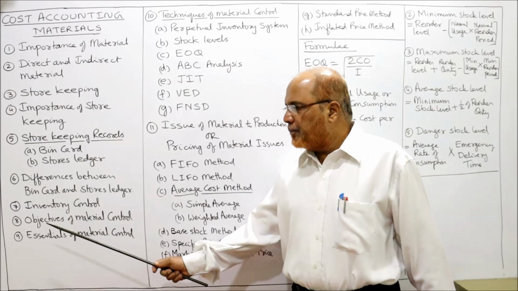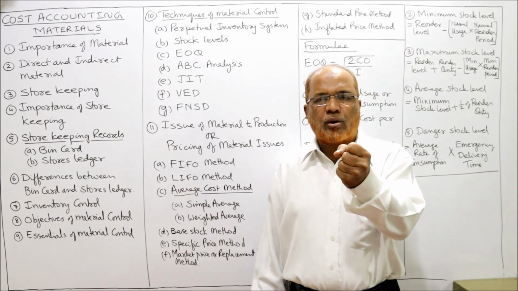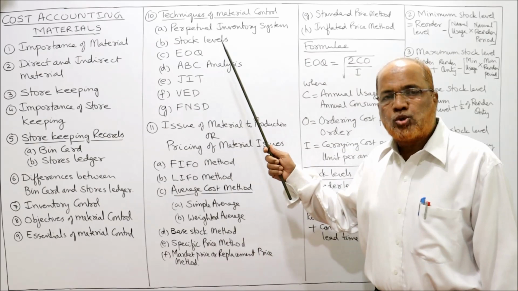We have seen the importance and objectives of material control. Agar material ko control nahi karenge to material cost badhega, cost of production badh jayega, profitability down ho jayegi. To profitability ko increase karne ke liye material ko control karna hai. So what are the techniques? So far we have seen the importance of controlling the inventory. Now what are the techniques available for controlling the inventory? So many techniques are there.